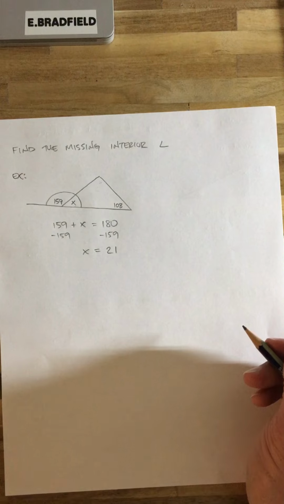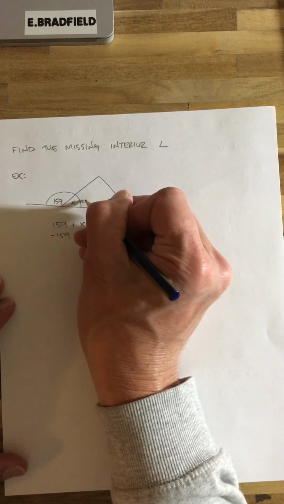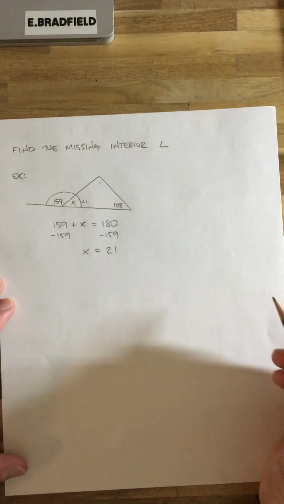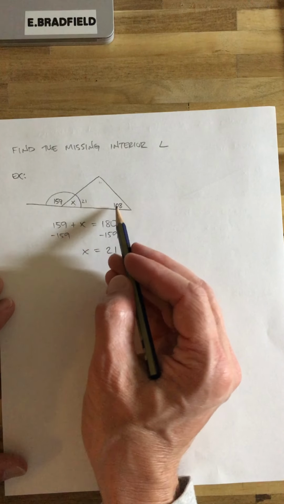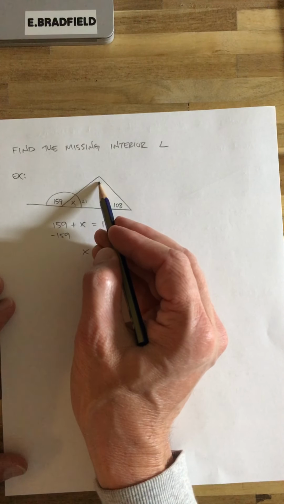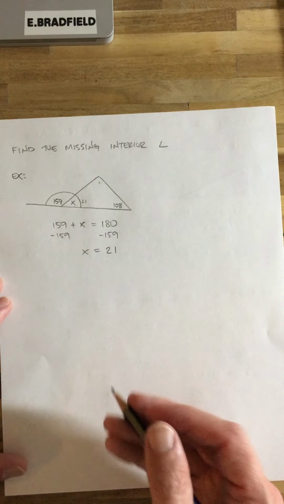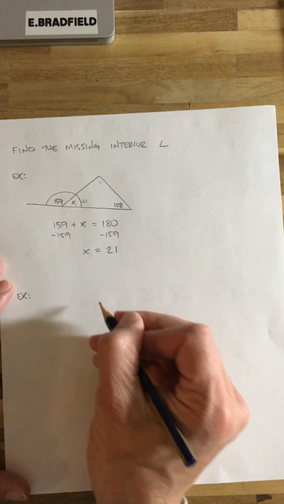Just curious, if this angle now is known to be 21, could you tell me this angle up here now? Of course you could. Remember, this plus, we can now call this one x if we wanted to, equals 180. So let's do a problem like that. Here we go. How about if I give you this triangle?